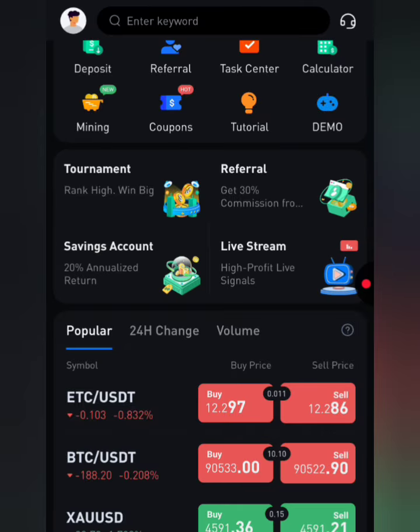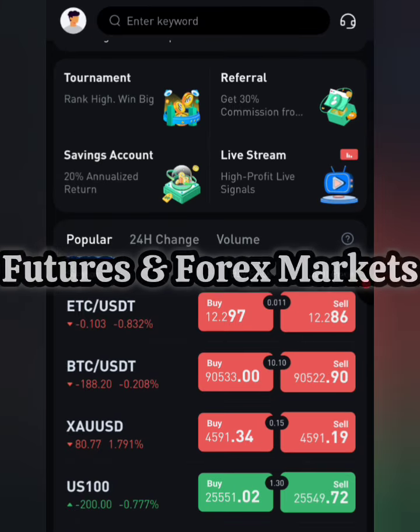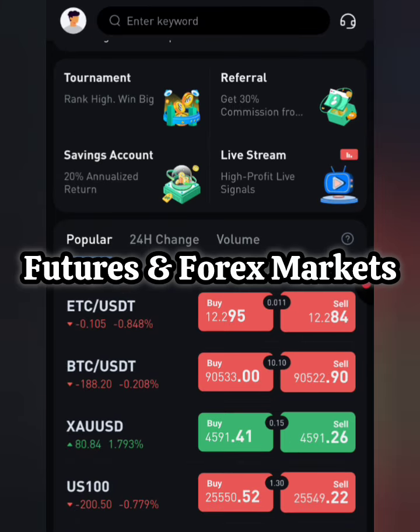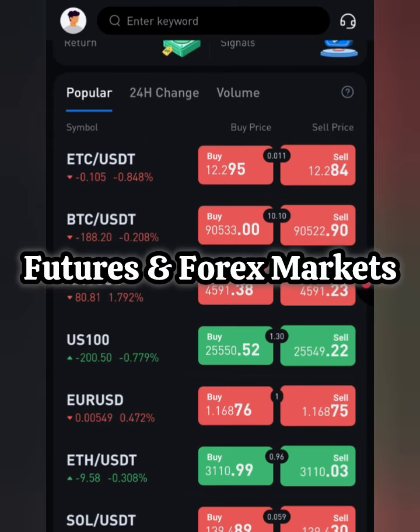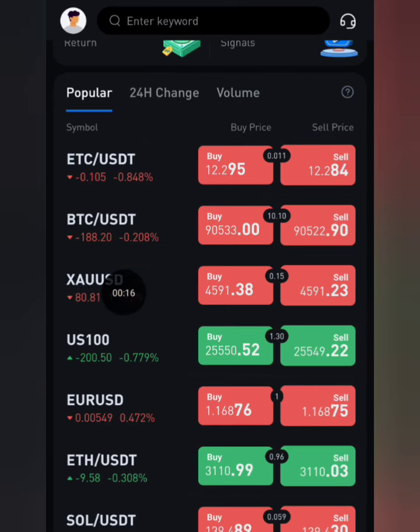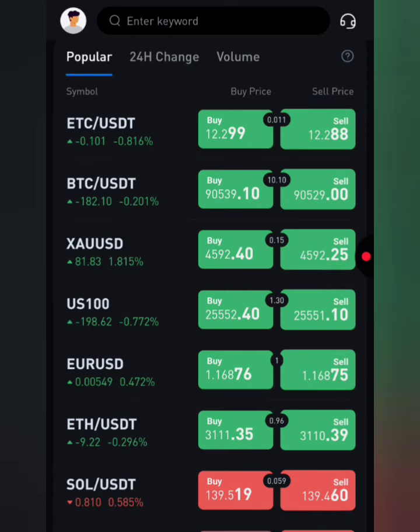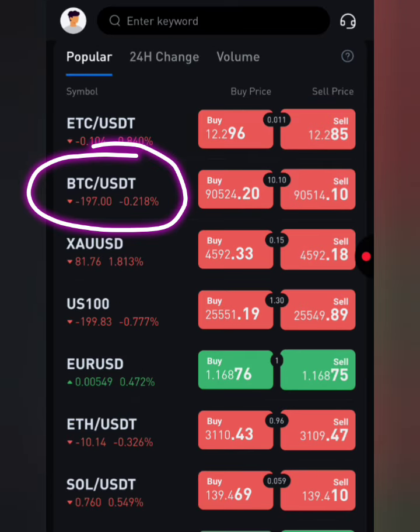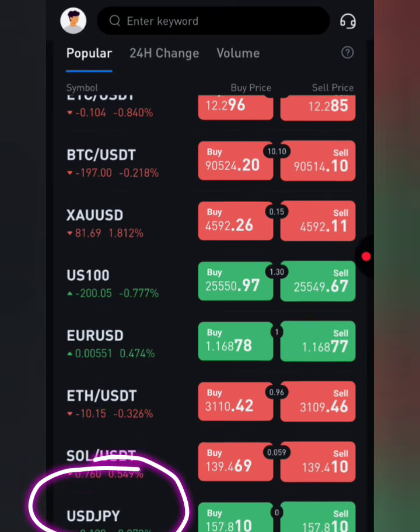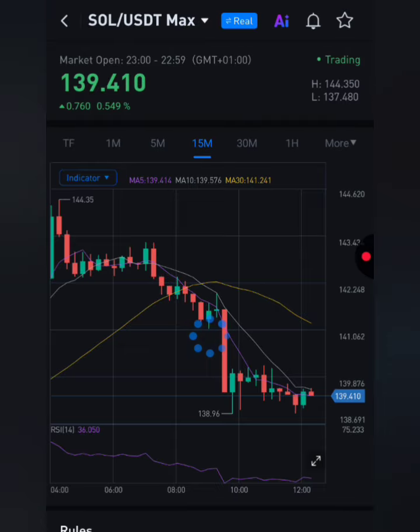So right here on the BTC Dana, you can trade both Forex and futures markets. You can trade Forex markets like gold, the Euro USD, and many more, okay? And also futures markets like BTC, Ethereum, and Solana right here. You can check them all out right here, okay?